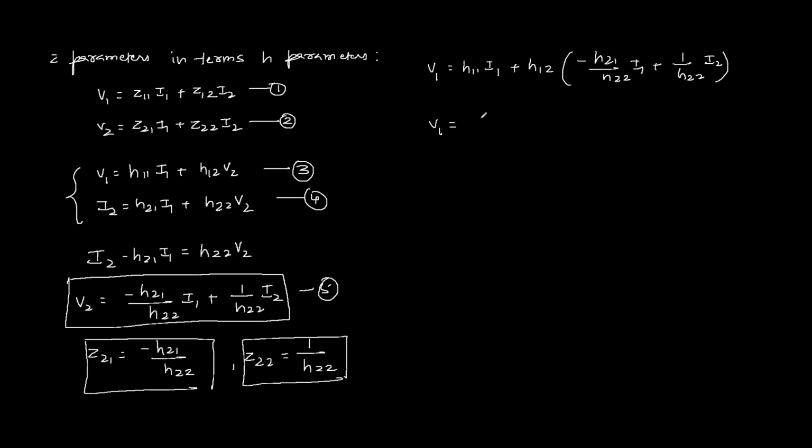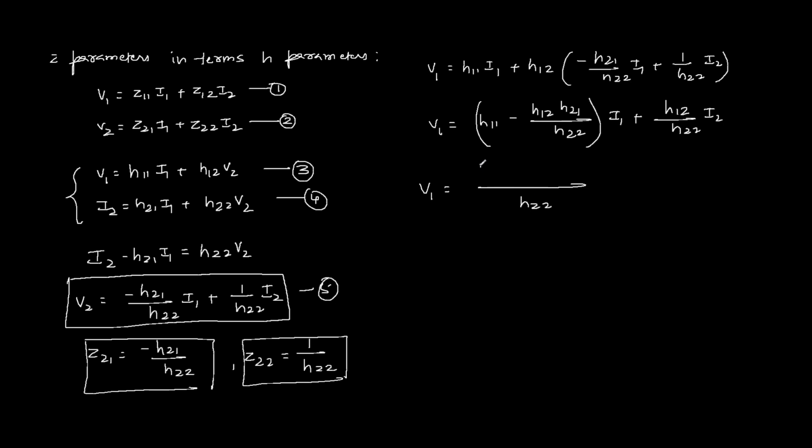So V1 is equal to H11 minus H12 H21 over H22 I1 plus H12 over H22 I2, and then take the LCM. LCM is H22. So this one is H11 H22 minus H12 H21 into I1 plus H12 over H22 I2.